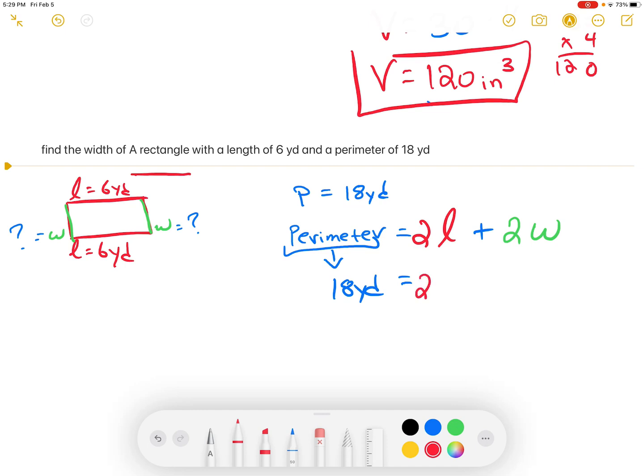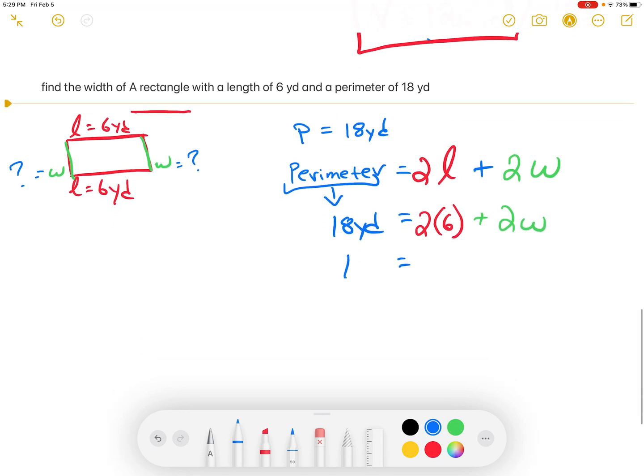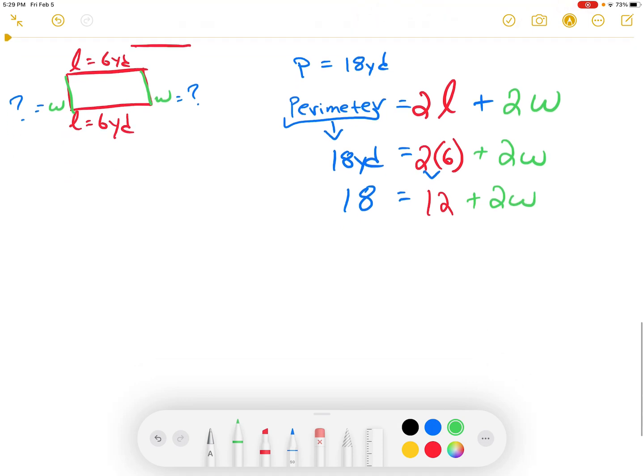So what do I know? I know that L is 6 yards. I do not know what the width is, but I can use algebra to solve. So I know it's 18 on this side. 2 times 6 is 12. 12 plus 2w. Oh, well, now I need to get rid of this 12, so I use the inverse operation, which is subtraction, because this is a positive number. What I do to one side, I must do to the other. 18 minus 12 is 6.